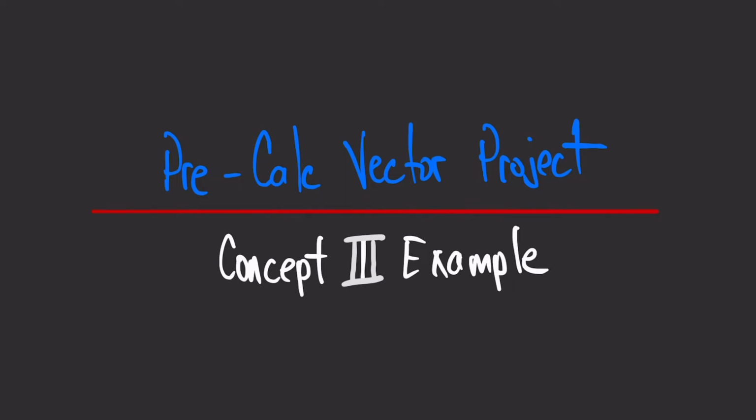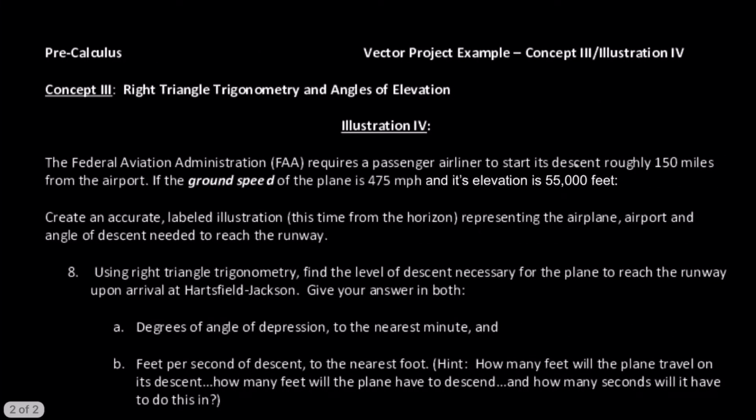Hey guys, I'm going to take a quick minute or two here to go over an example very similar to your concept 3 illustration 4 example of your vector project. This concept is just right triangle trig, angles of elevation, and rate of descent. You need to know a few things. Number one, how far out your plane starts its descent. For this example, I'll say it's 150 miles from the airport.